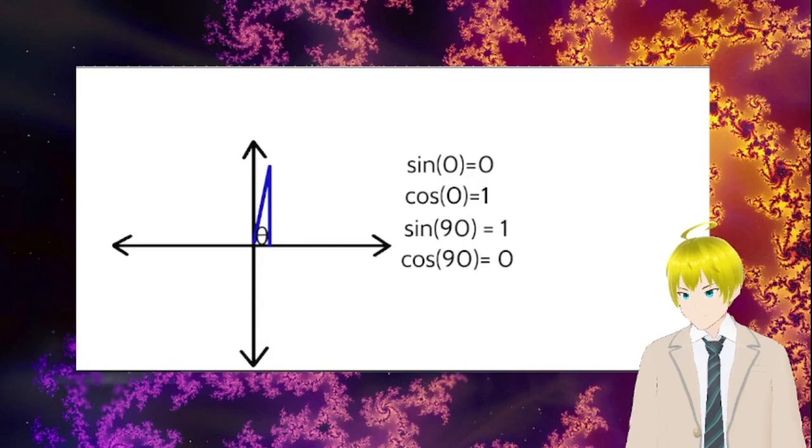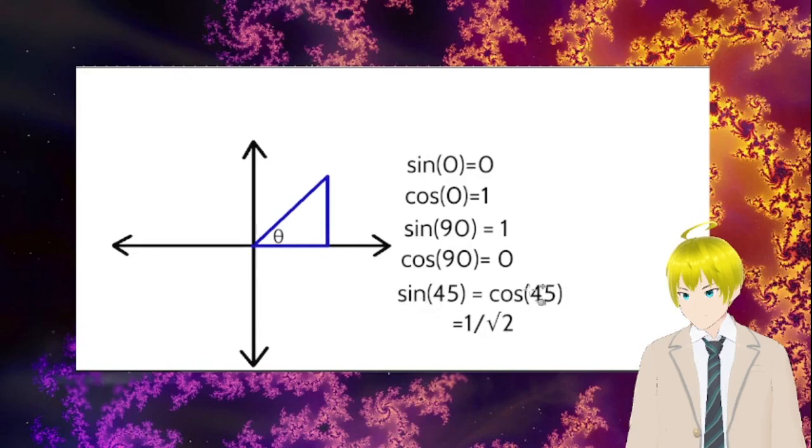And so what if they're both equal? What if they're both the same? So we know that the length of this side will equal the length of this side. So we know that the sine of 45 is going to equal the cosine of 45, which, by the Pythagorean theorem, will leave them both equal to 1 over root 2.